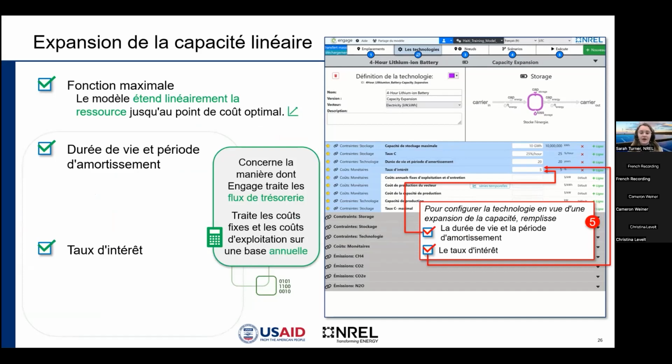The second and third parameters Engage requires to be filled out for a capacity expansion technology are its interest rate and its lifetime and amortization period, which we will populate as 5% and 20 years respectively. Why does Engage require these parameters? Mainly because of how the model treats cash flows. When Engage cost optimizes a run's dispatch, it does this according to the system's total costs, both fixed and operating, which are processed on an annualized basis.